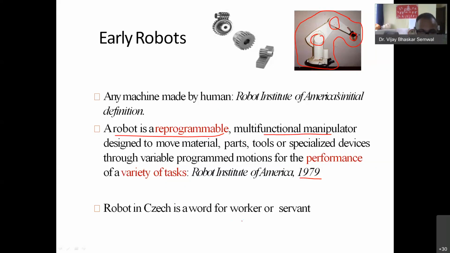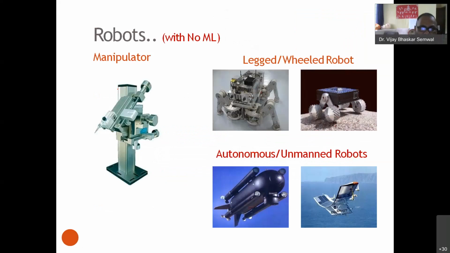The word robot means servant, like your soldier or your helping device which can assist you in performing day-to-day activities, morning to evening. So this is the earlier robot definition: robots without machine learning.